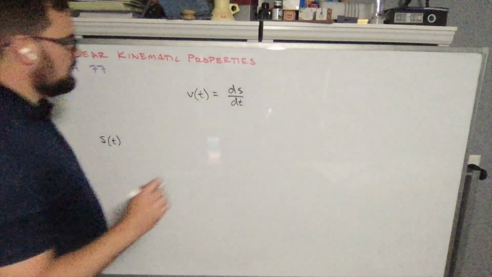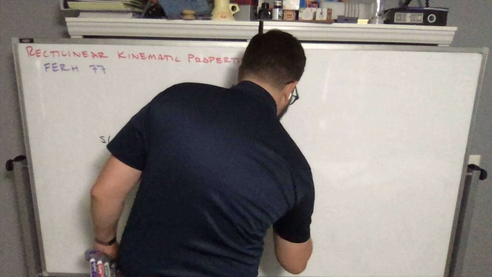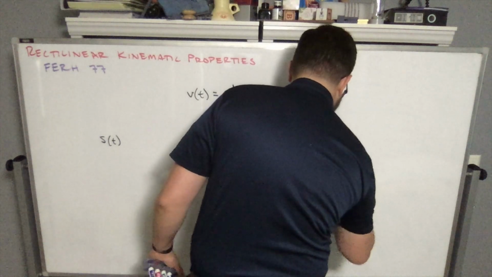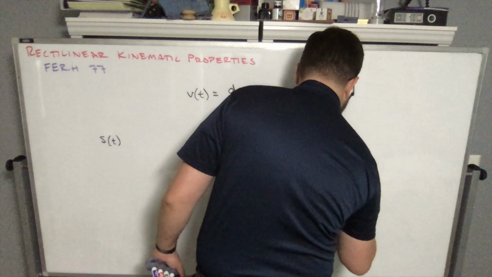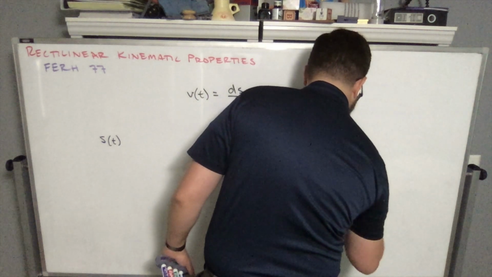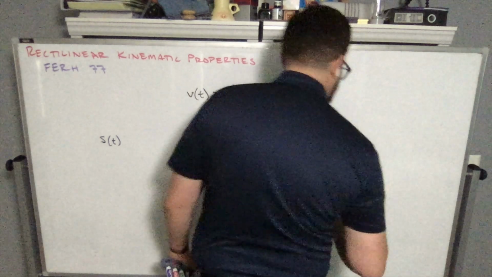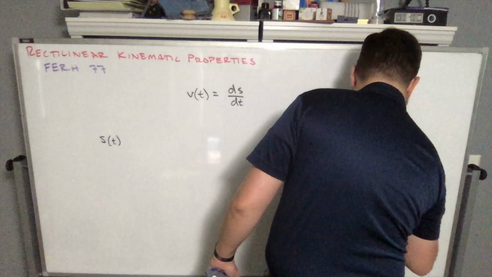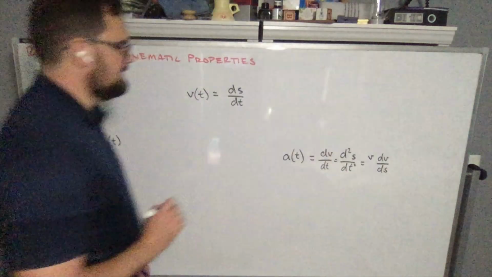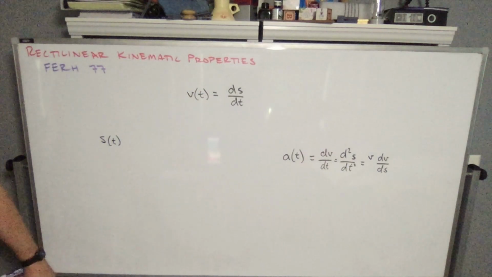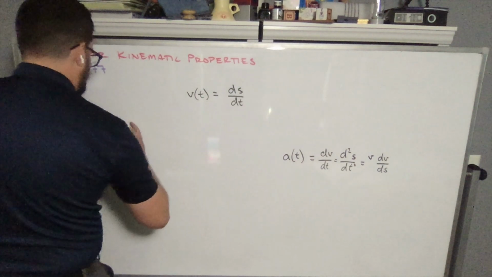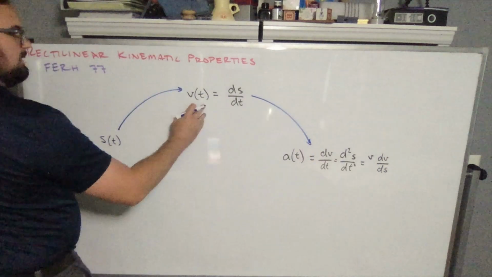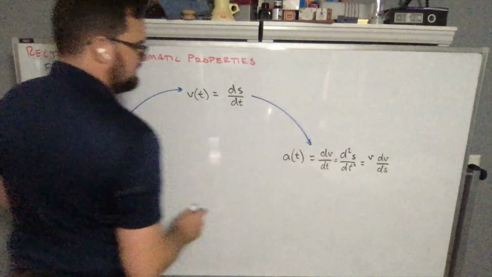And if I wanted to go and calculate the acceleration, I would take the derivative of the velocity with respect to time, which is the same as the second derivative of position with respect to time, which is the same as velocity times the change of velocity with respect to position. So we've kind of got this path sorted out. So if we enter the circle, we're given velocity, we can work our way over to acceleration.